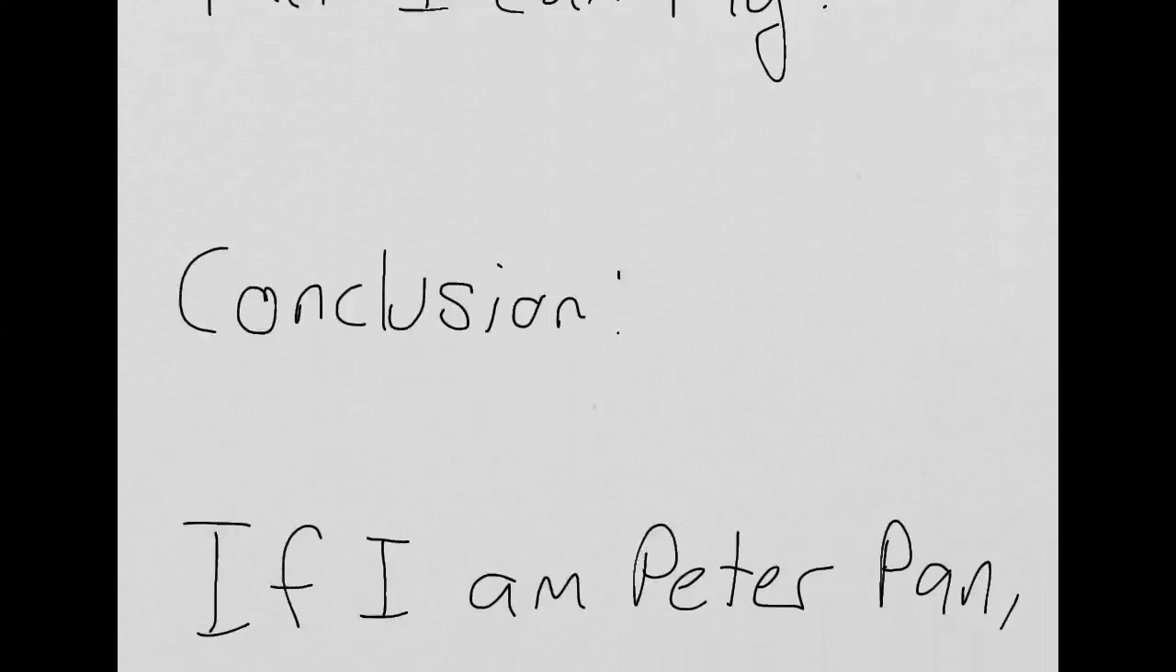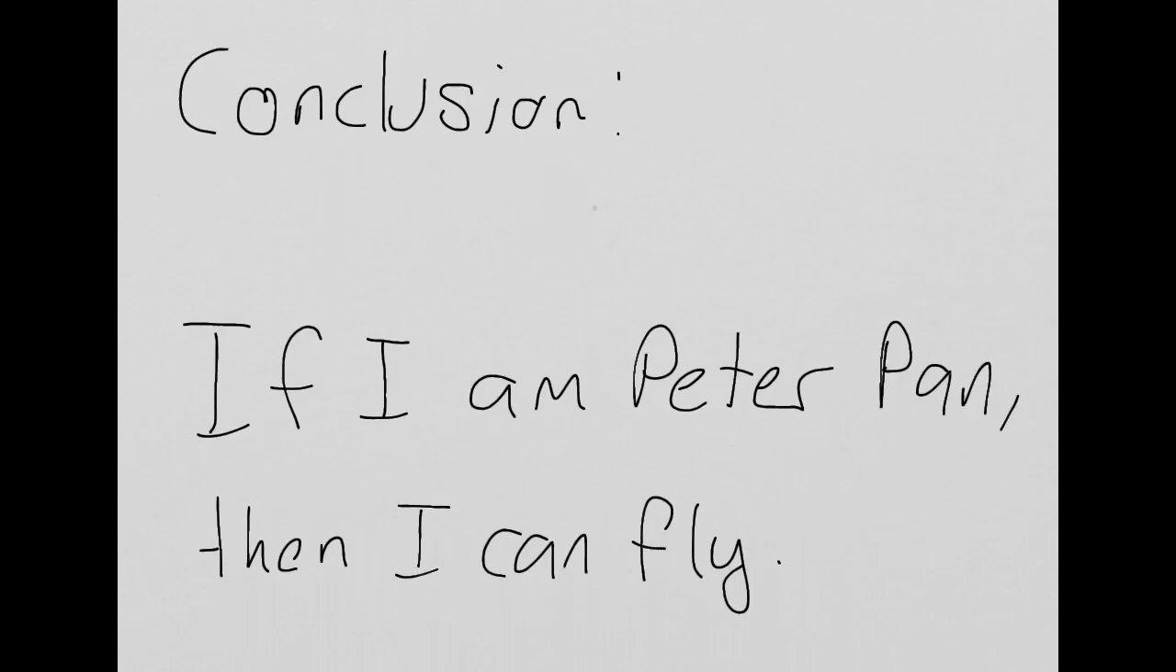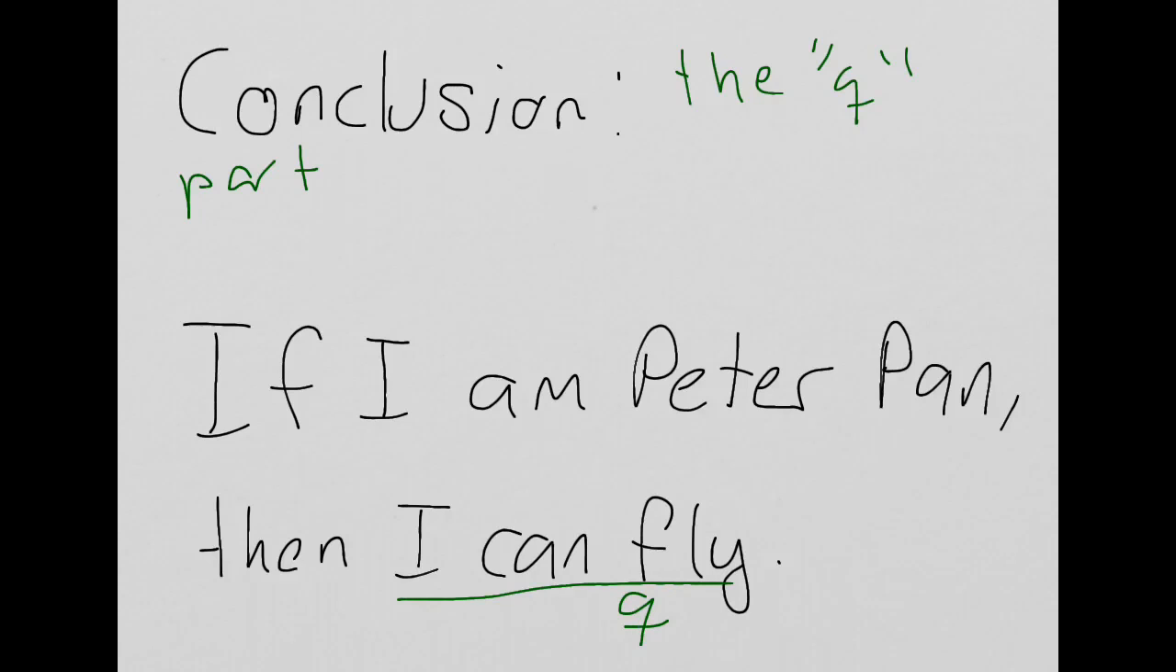Let's look at the second part of a conditional statement. That's going to be the conclusion. The conclusion is the Q part of the statement. Looking at our example again, if I am Peter Pan, then I can fly. We labeled this as Q before, and so this is going to be our conclusion. It's the part that follows "then."